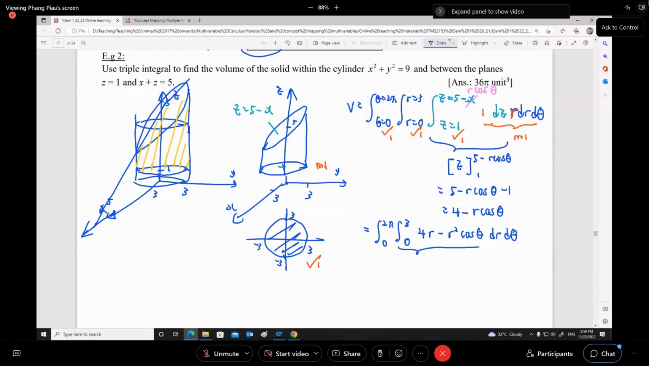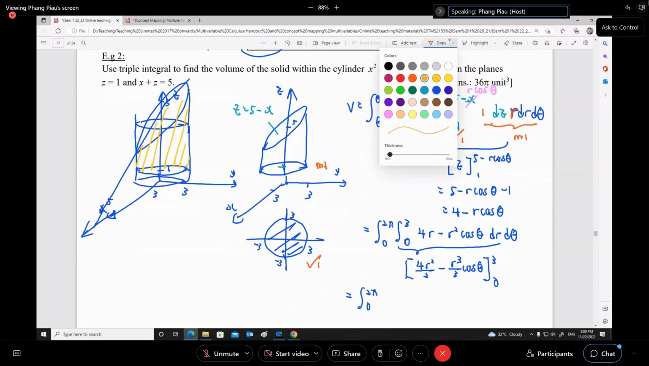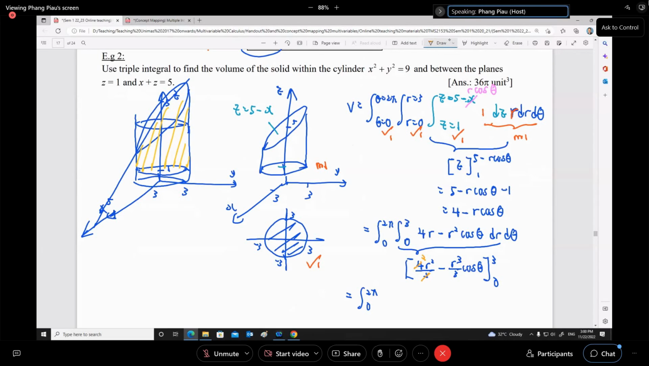You can focus on this part only, where everything will be 4r power 2 over 2 minus r power 3 over 3 cos theta, from 0 to 3. So with that, you can put 3 into here. It is 3 power 2, or you may cancel this with this, you have 2. So you put 3 into here, you have 9. 9 multiplied with 2 is 18. So 18 minus, 3 power 3 is 27, divided by 3 is 9 cos theta. 0 you don't have to consider because all the others will be 0.